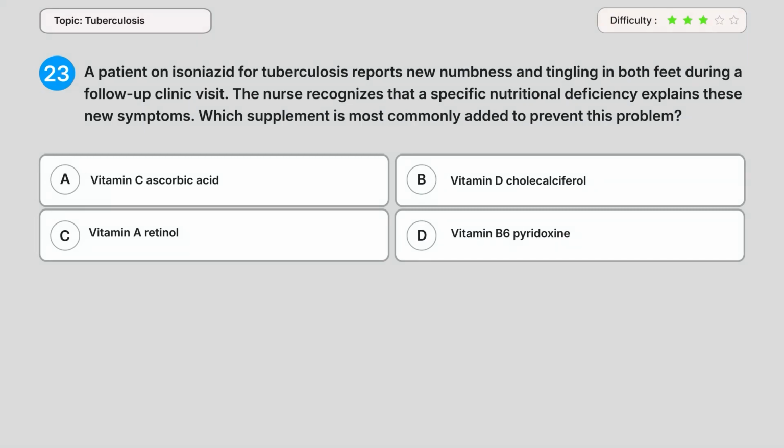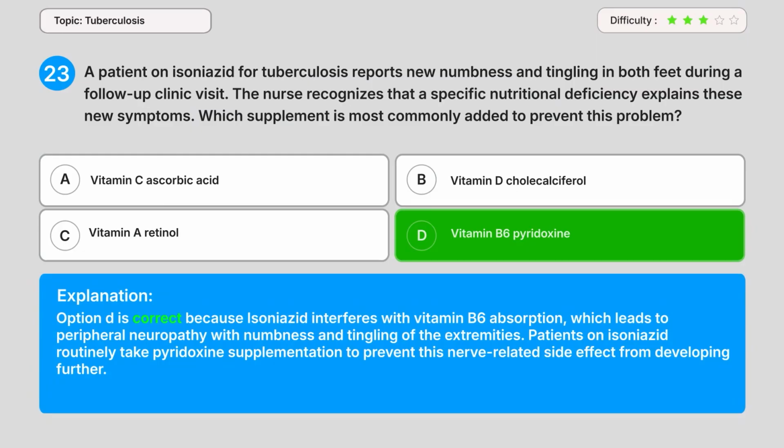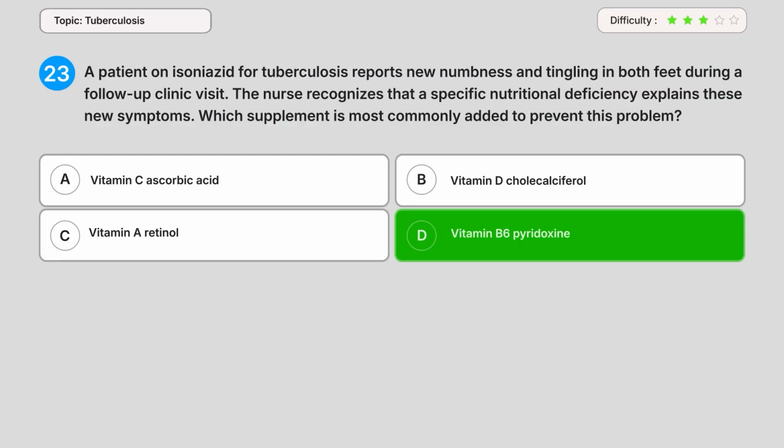Correct answer. D. Vitamin B6, pyridoxine. Isoniazid interferes with vitamin B6 absorption, which leads to peripheral neuropathy, with numbness and tingling of the extremities. Patients on isoniazid routinely take pyridoxine supplementation to prevent this nerve-related side effect from developing further.